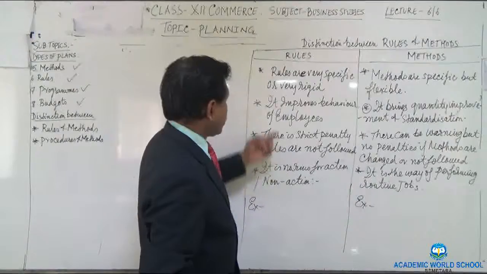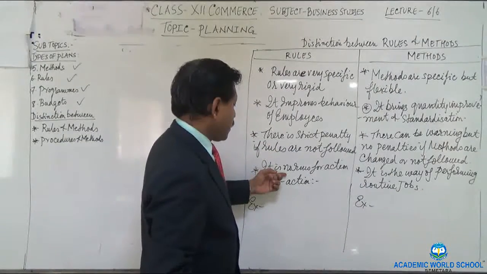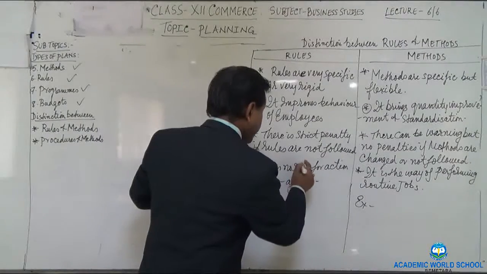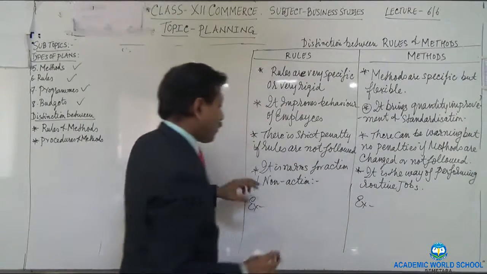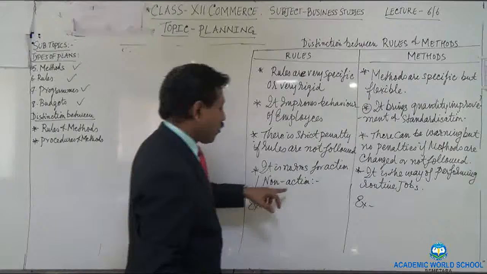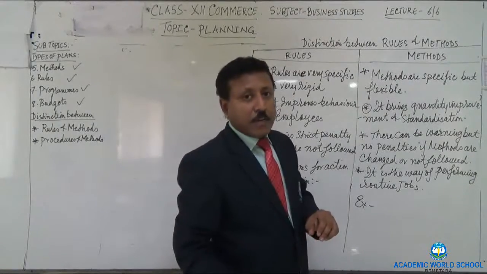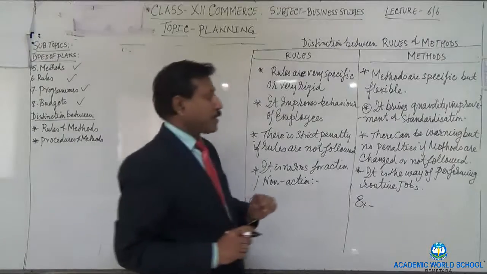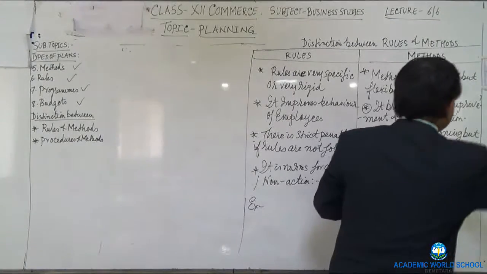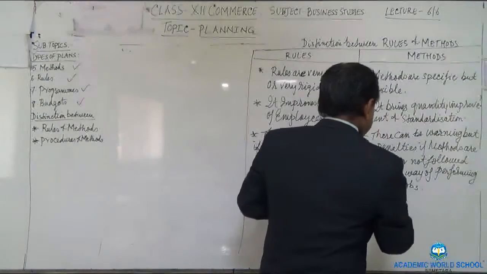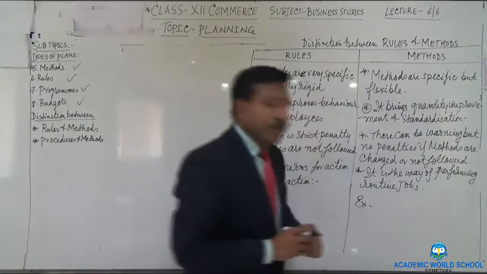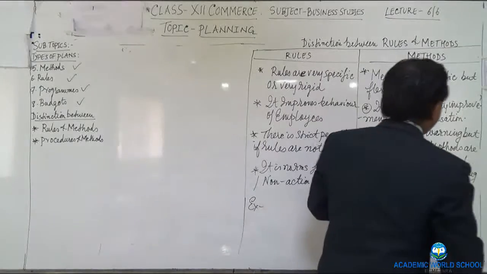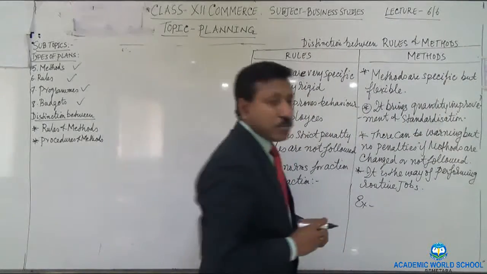And then the last one under the rules is norms. This is NORMS, norms for action or non-action. And here it is the way of performing routine jobs. What is it? It is the way of performing routine jobs.